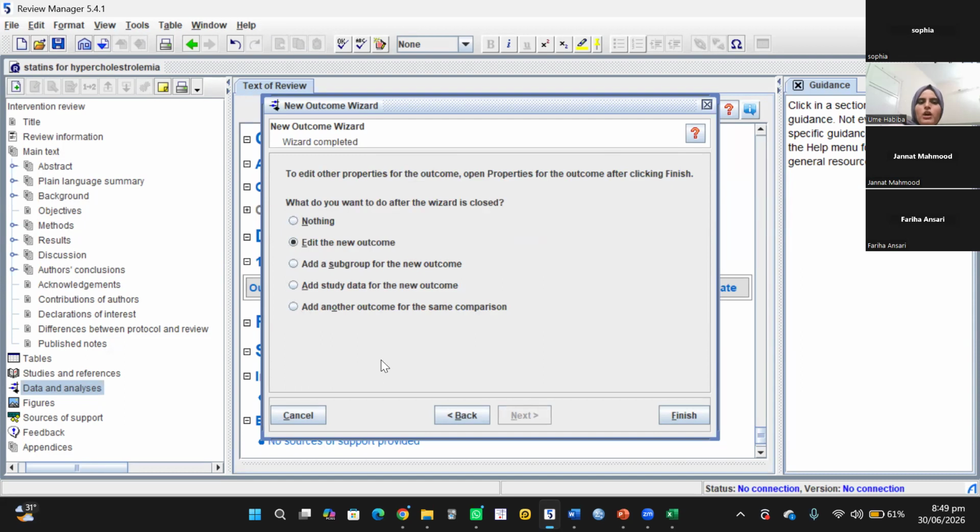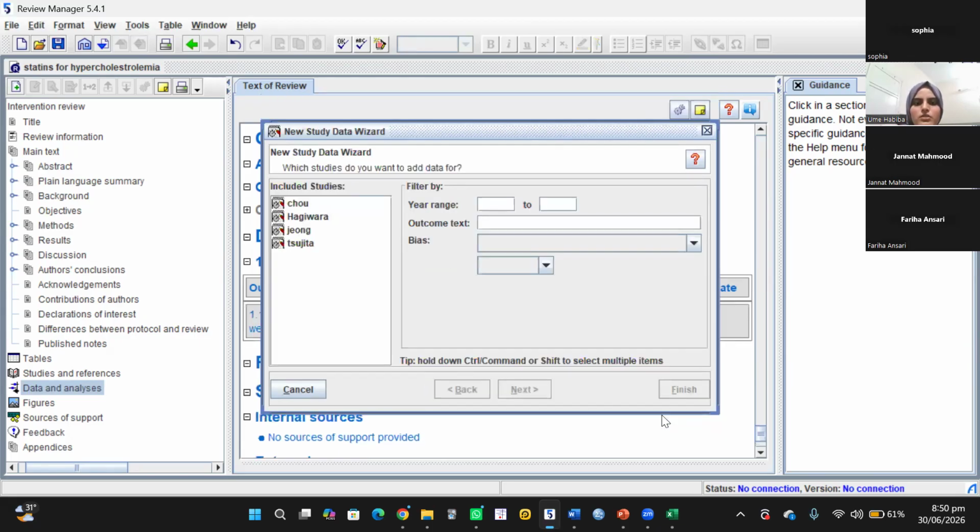Now what I want to do: I have told Revman that I'm comparing these two drugs. Then Revman asked me, what is my first outcome that I'm analyzing? My first outcome is change in LDL. I gave Revman the studies. Now what? I have to add data for that outcome that I haven't added yet, right? The one that I cleaned the sheet for.